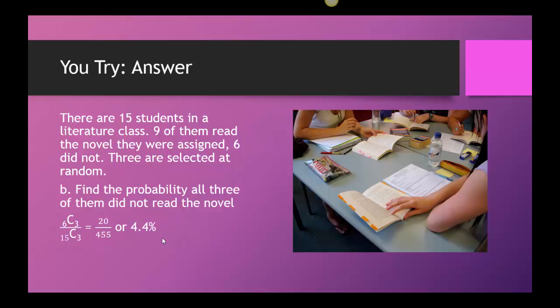Okay, so part B. Part B said find the probability all 3 of them did not read the novel. Okay, so I had 6 of them that didn't read the novel. So there's a combination of 6 choose 3. And the bottom's still the same, the 15 choose 3 from the course. So 20 over 455 comes out to 0.044. So I wrote it over as 4.4%.